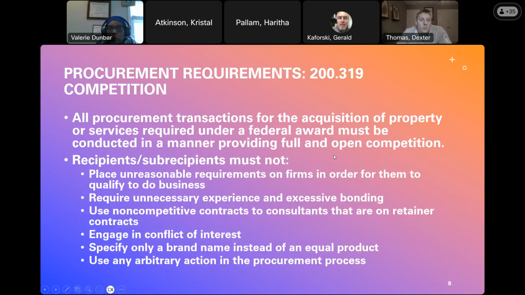All procurement transactions for the acquisition of property or services required under a federal award must be conducted in a manner providing full and open competition. Recipients or subrecipients must not place unreasonable requirements on firms in order for them to qualify to do business, require unnecessary experience and excessive bonding, use non-competitive contracts to consultants that are on retainer contracts, engage in conflict of interest, specify only a brand name instead of an equal product, or use any arbitrary action in the procurement process.